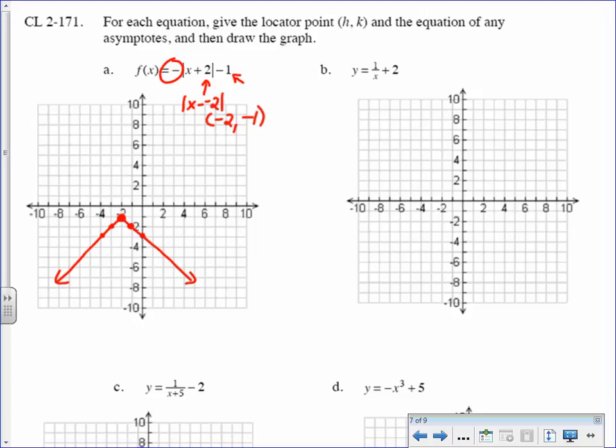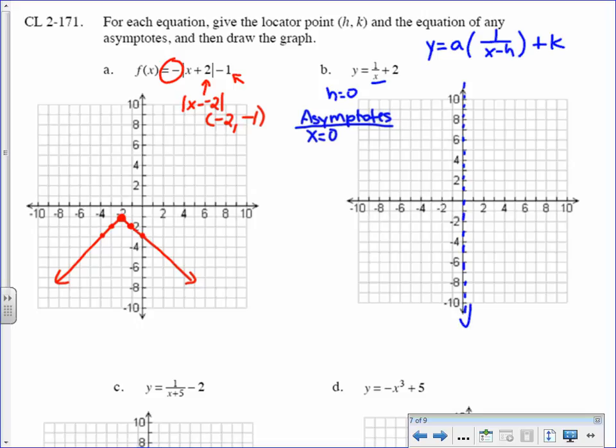In B, here I have a hyperbola, which means there are asymptotes. The general equation is y equals a times 1 over x minus h plus k, where h and k are the asymptotes. Since here I'm not subtracting anything from the x, that means my h is really 0, which means the equation of one of my asymptotes is x equals 0. So I'm just going to write asymptotes here. One of them is x equals 0. Let's go ahead and plot that.